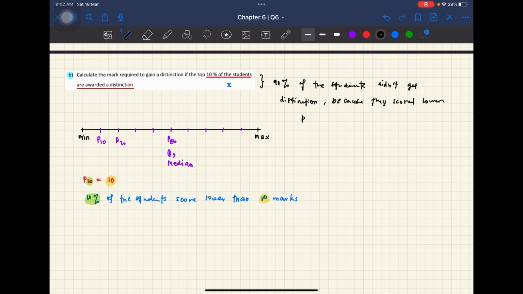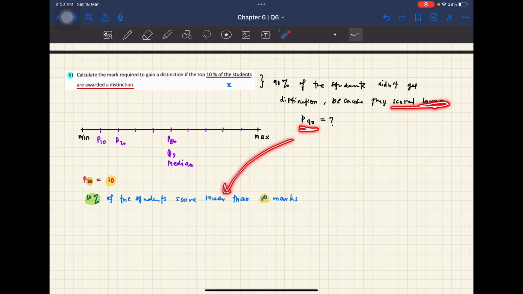Sebenarnya kita nak cari P90 berapa? Okay, so kita nak cari nilai yang dekat sini. Kita nak cari nilai X ni. So P90 ni adalah X kita. Yeah, we want to find that X, okay? So basically 10% of the students score distinction because they scored above the value of X. But for the rest 90%, they did not get distinction because they score lower than P90. So that is the idea of percentile sebenarnya.